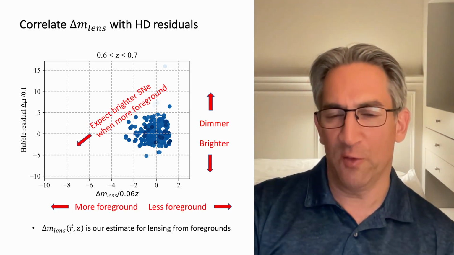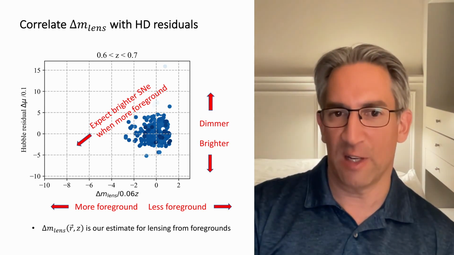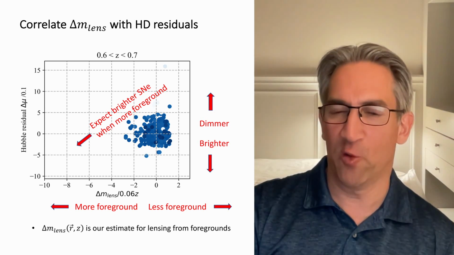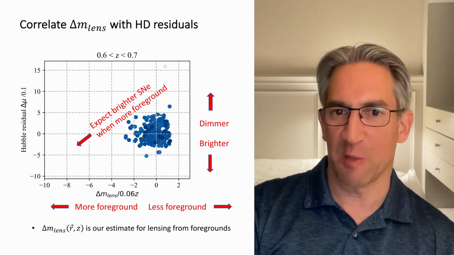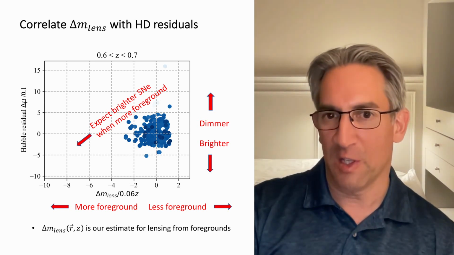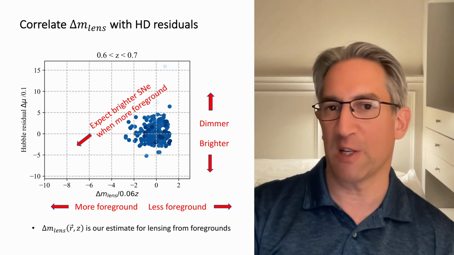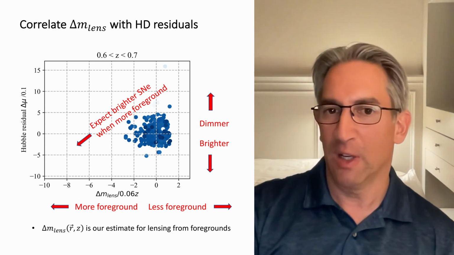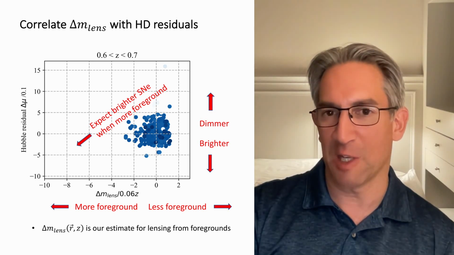Okay, so conversely, on the x-axis, the ones that have negative values of x are the ones that are brightened. So when we have more foreground, i.e. more matter density, our lensing estimator is going to predict that these supernovae are magnified. On the other hand, where we have less density than average, and remember here we're just subtracting off the average because the average is exactly what the Hubble diagram gives us, we expect that these supernovae are going to be dimmer.